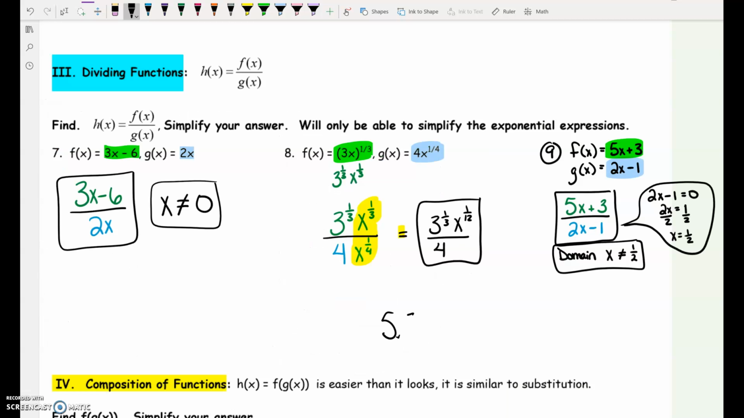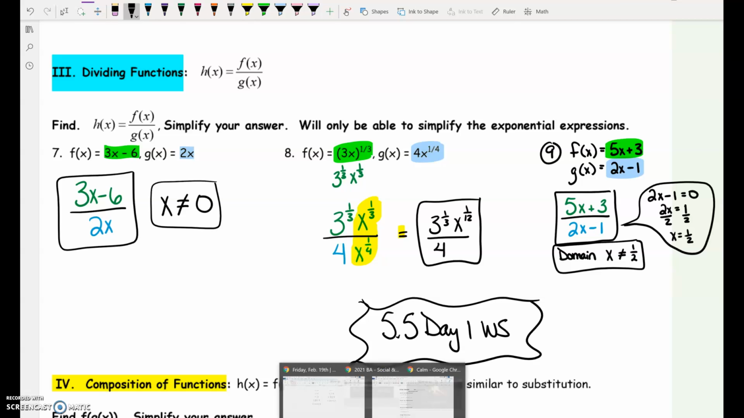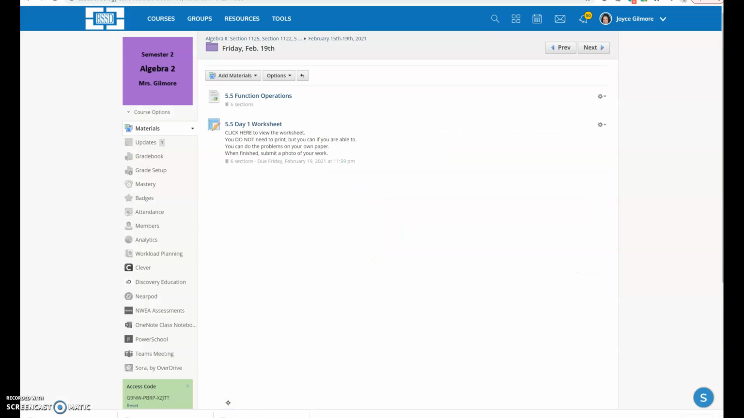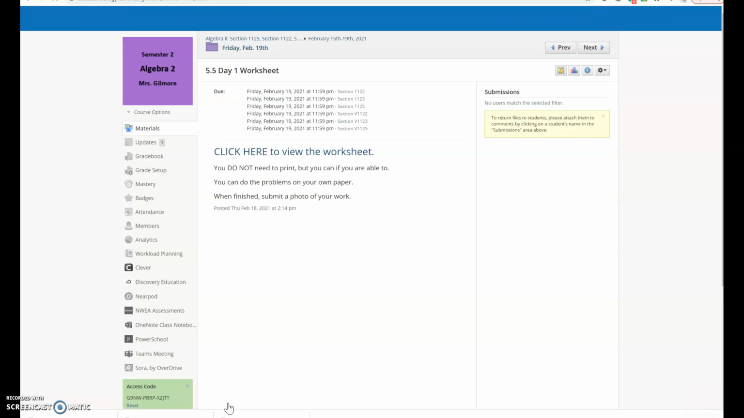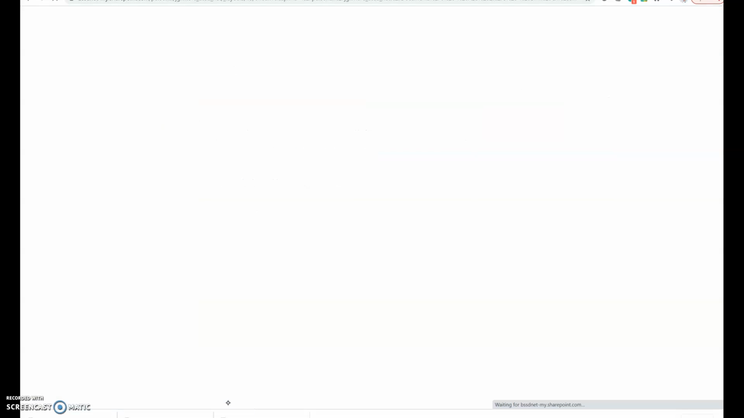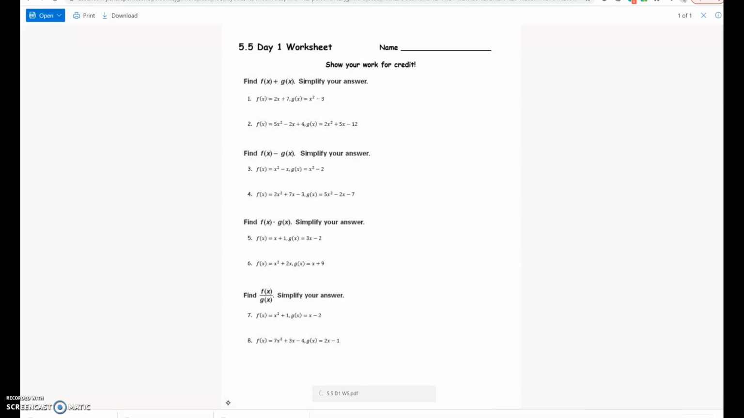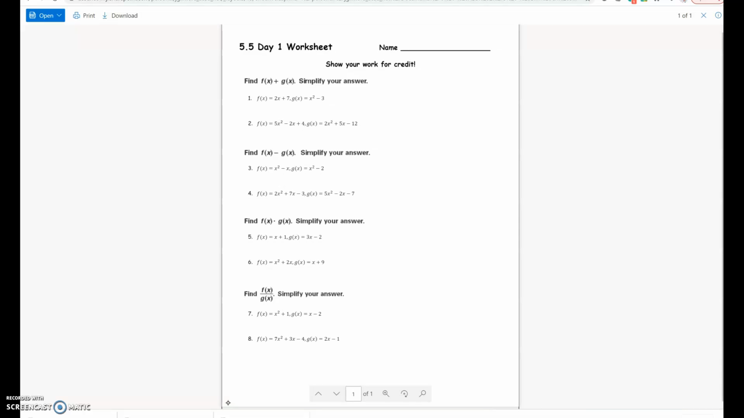Your assignment is the 5.5, Day 1 worksheet. It is in Schoology on the next page. I think you do have to click a link to view the worksheet, so click that link. It'll pop open a different window with your worksheet. You do not need to print this. You can if you're able, but you don't need to. Just show your work on your own piece of paper. Is there anything weird on here? I don't think so. All right, you should be good to go.